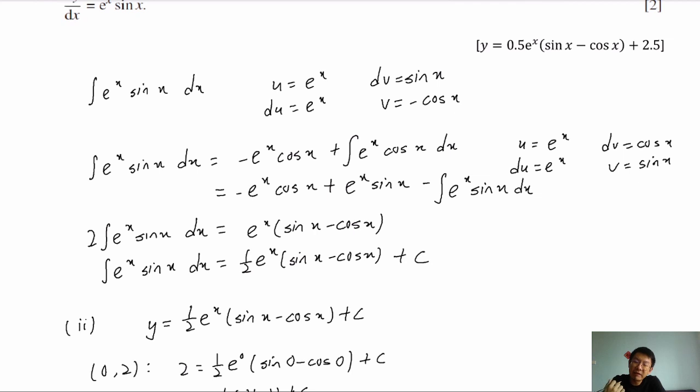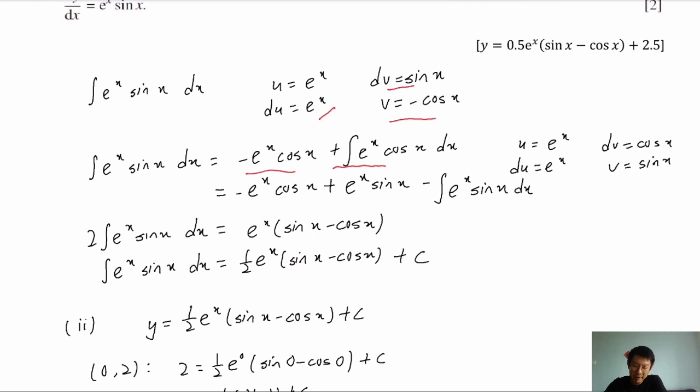So let's say you make u to be e power x and our dv is sine x. From there, the u we differentiate, we get e power x. And for the dv, when we integrate, we get negative cos x. So from there we just have to use integration by parts. So we have uv minus the integral of v du.